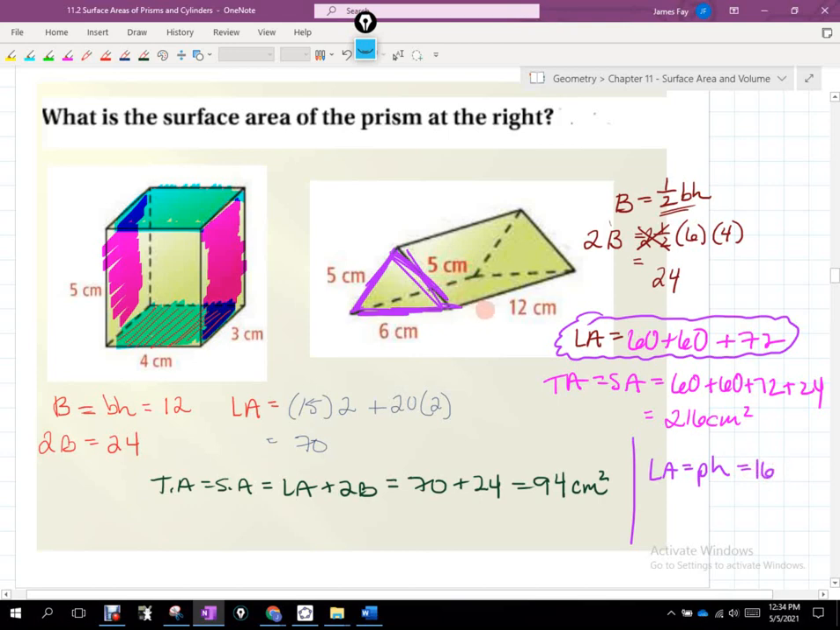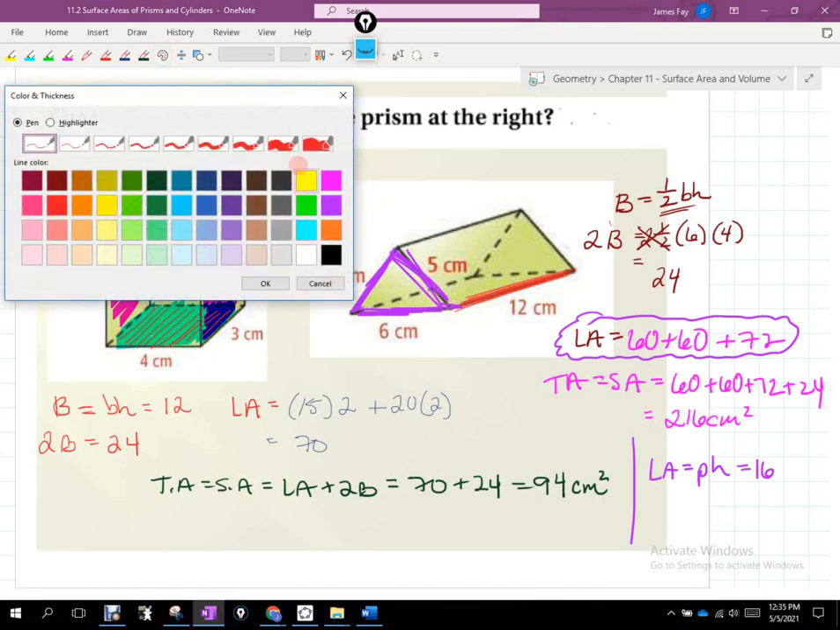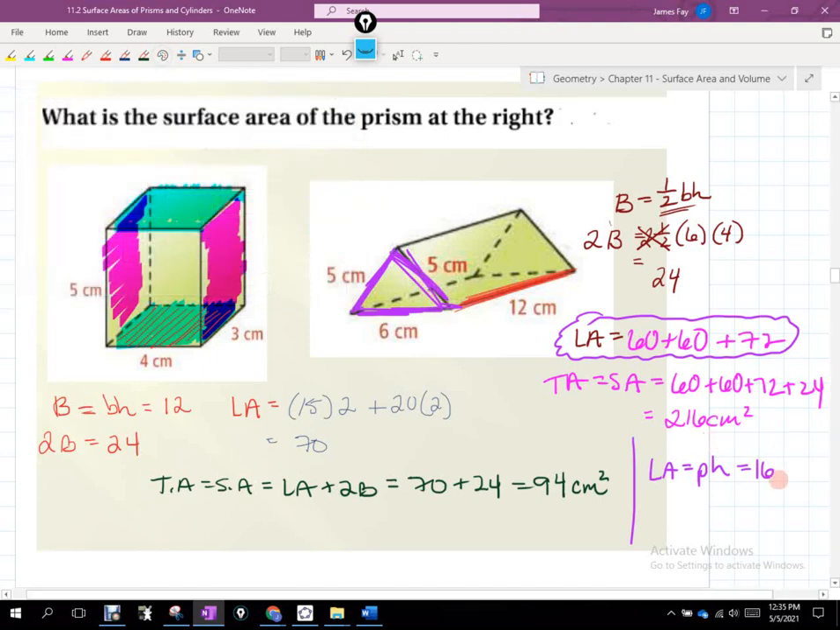What is H for the prism? H is that distance right there. It's the distance between the two bases. So it's 12. Okay, so what's 16 times 12? What's 16 times 10? 160. Okay, and what's 16 times 2 then? 32. What's 160 plus 32? 192. What's this add to? 192. Was that a little bit quicker?